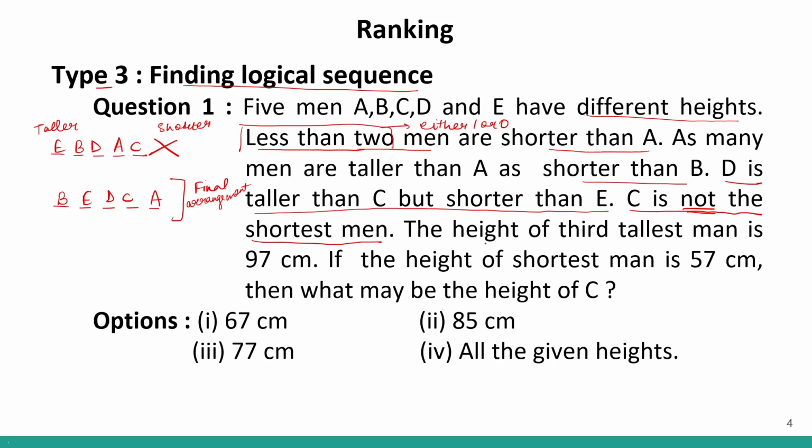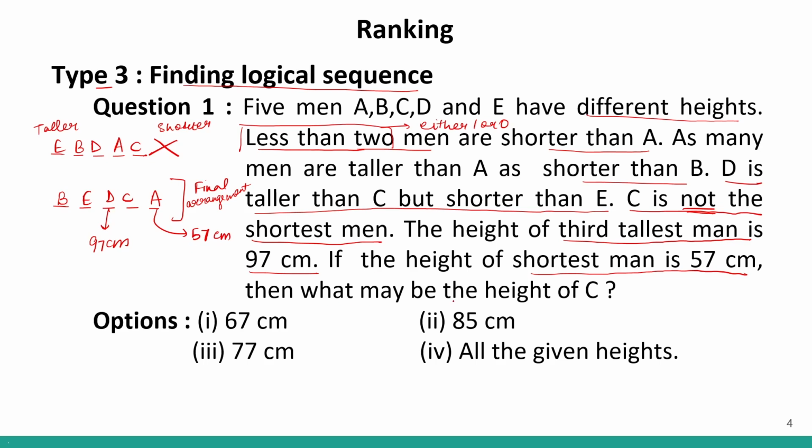Now it is given to us that the height of the third tallest man is 97 meter. So third tallest will be D. D is 97 meter. Correct? If the height of the shortest man is 57 meter. So shortest is A, height is 57 centimeter. This is the height of the shortest man.